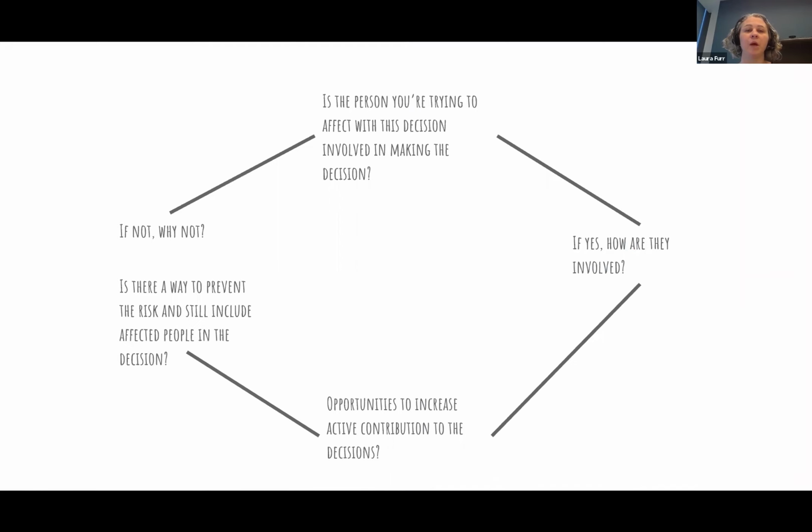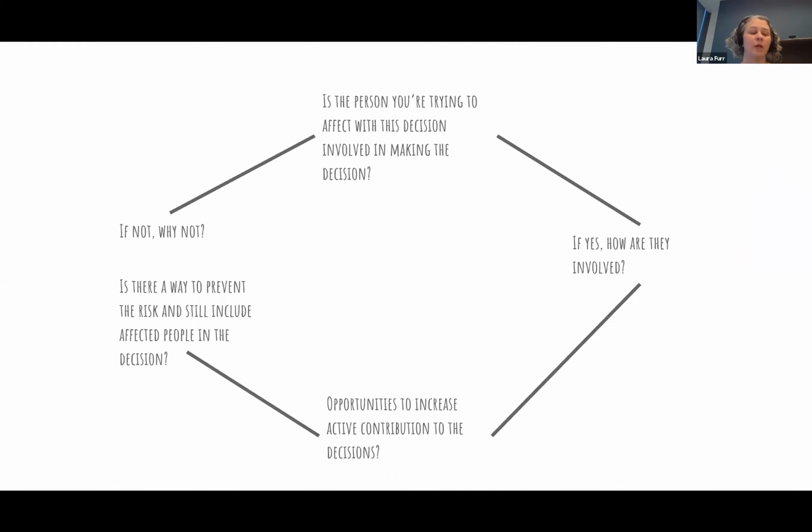Again, very simple. There's 5 questions here that you would answer if you're trying to figure out if you're really including the people who would be affected in the decision. So the first question is: is the person you're trying to affect with this decision involved in making the decision? If not, why not? If there's a way to prevent the risk that you're concerned about and still include affected people in the decision, can you do that? And what are the opportunities you have to increase their active contribution to the decisions? If they are involved in the decision, how are they involved? And then again, are there opportunities to increase their active contribution to the decisions?